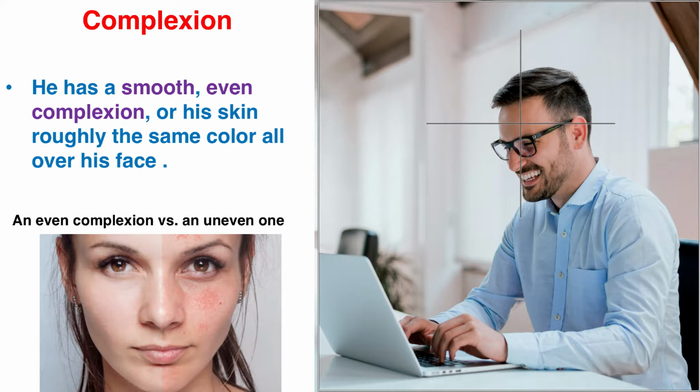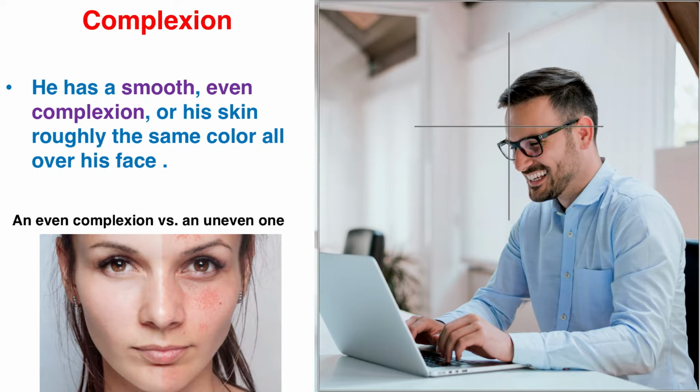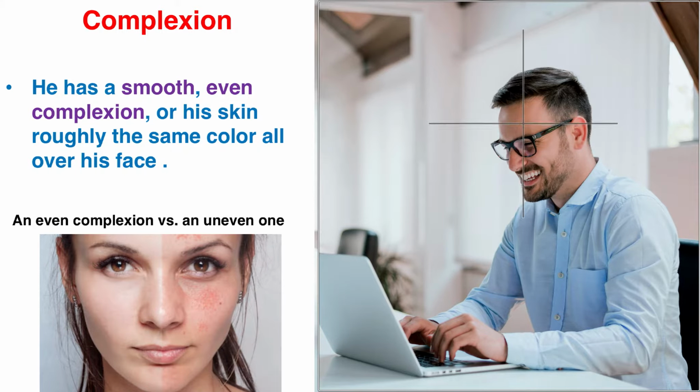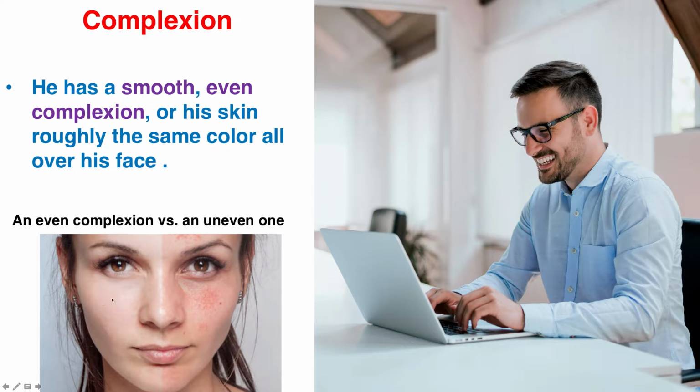What about his skin complexion? So I would describe his complexion as smooth and even. So it's smooth, there's not any bumps or wrinkles, and even just means that his skin is roughly the same color. So here, his forehead is all the same color. His forehead is close to the same color as his cheek, which is close to the same color as his nose. So he has an even skin complexion versus an uneven one.